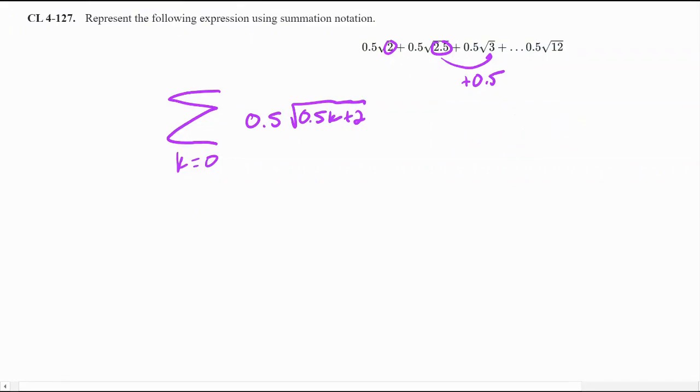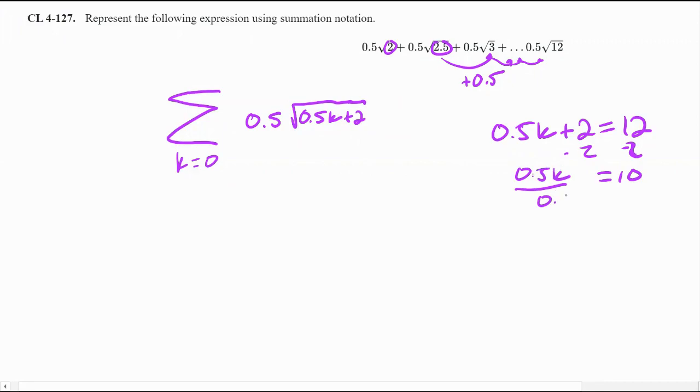The last thing I need to do is find this final number, and I could technically just go up by 0.5 every time until I get to 12 if I was not sure what to do. But really, if I've created this equation that works, 0.5k plus 2, if I set that equal to 12, it'll tell me what the k value is. That then gives me 12. So 0.5k equals 10. Divide both sides by 0.5, and I get my final k value of 20.